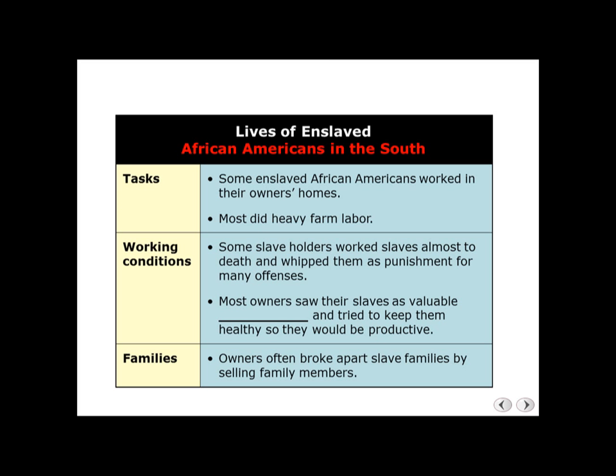Some enslaved African Americans worked in their owners' homes. Most did heavy farm labor. Some slaveholders worked slaves almost to death and whipped them as punishment for many offenses. Most owners saw their slaves as valuable property and tried to keep them healthy so they would be productive. Owners often broke apart slave families by selling family members.